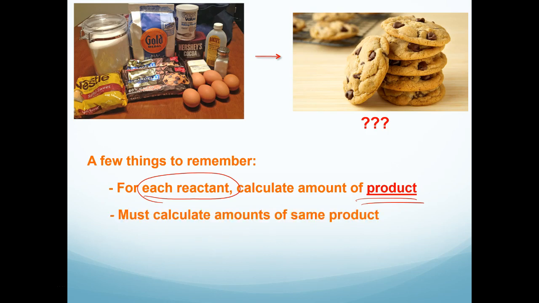Okay? You must calculate the amounts of the same product. So let's say you're doing a reaction where you have multiple products. You can use any of those products to figure out the limiting reactant, but you need to stick with the same product.